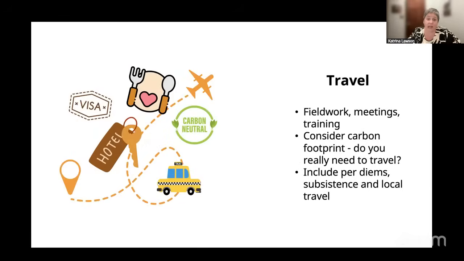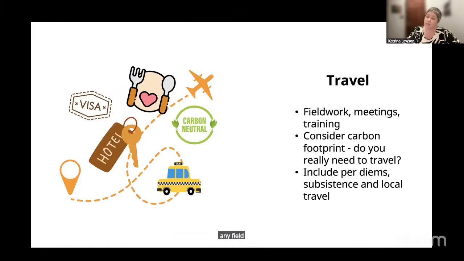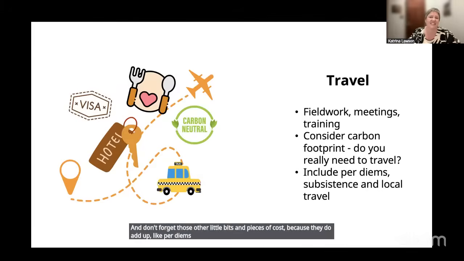Is anyone going anywhere to do this work? So thinking about the activities, any field work, are there going to be meetings? A lot of funders are requiring that we're quite careful about carbon footprint these days. Do you really need to fly? Do you really need to travel? What can you do online? And don't forget those other little bits and pieces of cost, because they do add up, like per diems and like having to get a taxi at the new city when you're traveling.